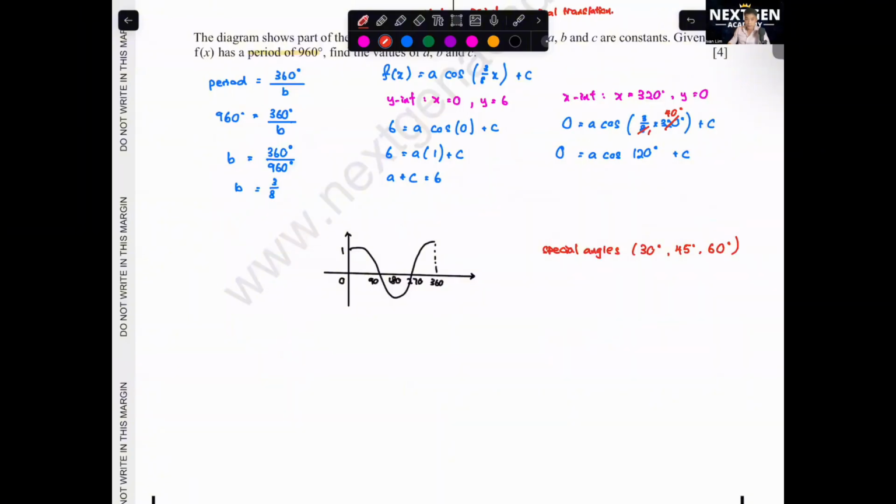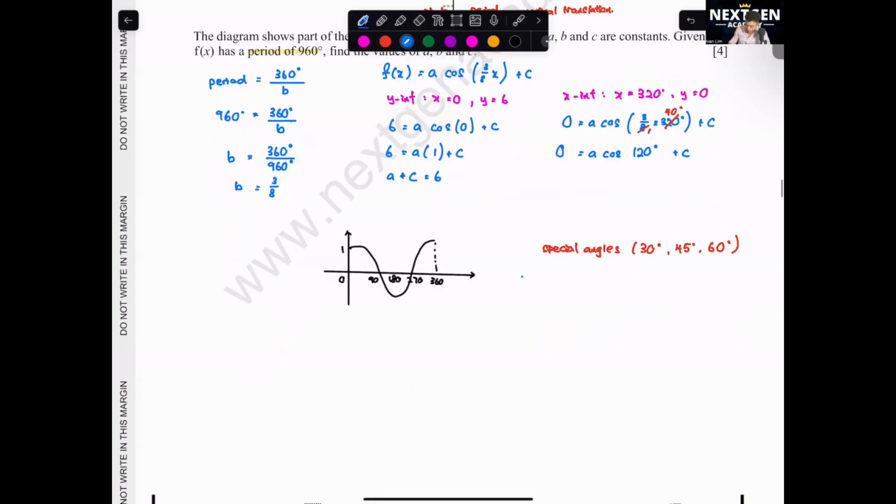30 and 60 degrees will follow one kind of triangle. 45 degrees will follow another kind. So for 45 degrees, we follow this triangle here. Draw out a right angle triangle. Here is 1, here is 1, here will be root 2. So this will be 45 degrees.